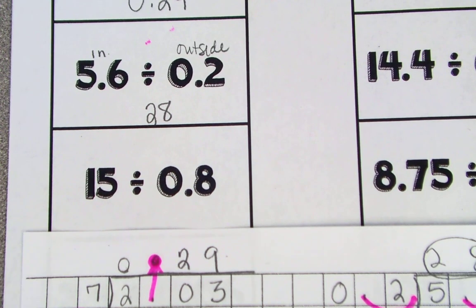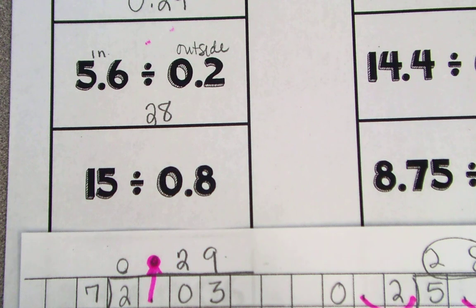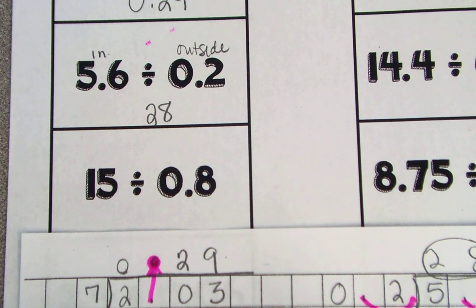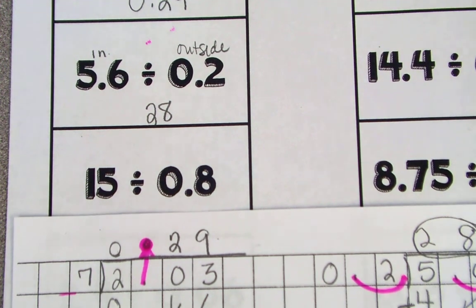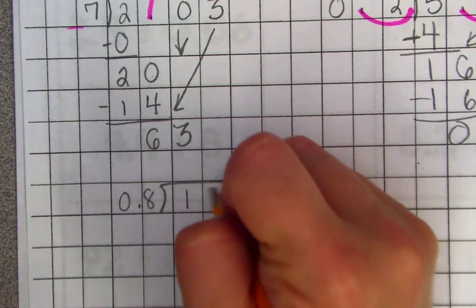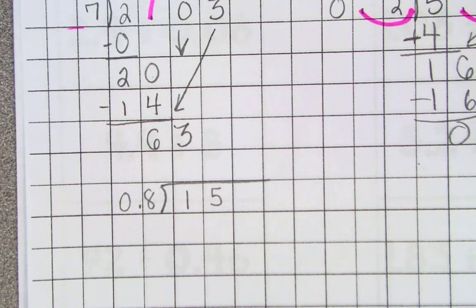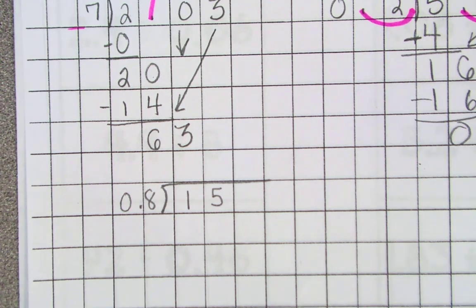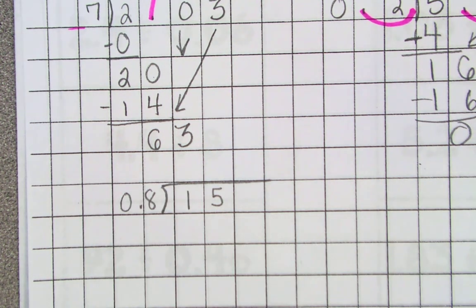Looking at the next one below it, 15 divided by 0.8. Now look. Miss Hine, what am I supposed to do? I don't understand. There's a decimal on this side, there's not a decimal on this side.